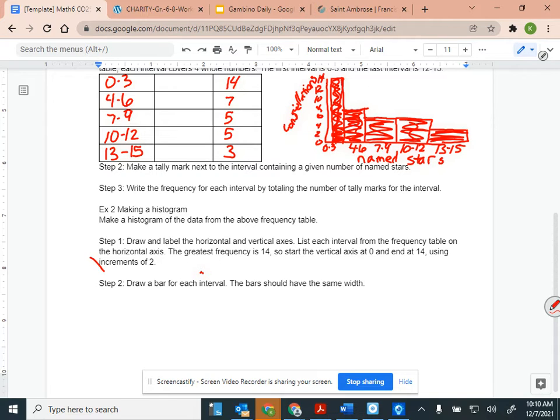Is that making sense? Figuring out your intervals, put your tally marks in, figure out how many tallies for each interval. Then for the histogram, you got your intervals, you've got how many go in each interval, and you plug in your bars. So we're going to stop our recording here.